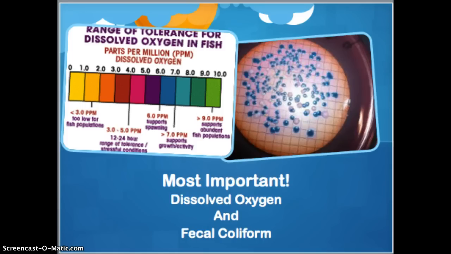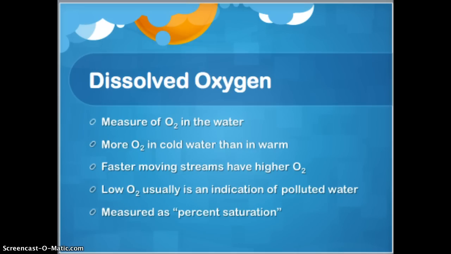The dissolved oxygen is very important because living things, fish, all the other animals in the water need that dissolved oxygen. So the more dissolved oxygen, the more life you're going to have in the water. The fecal coliform is important because if you have too much of that, that's considered a pollutant, and that greatly impacts all the materials in the water. Next, we'll look at each one of these tests individually.